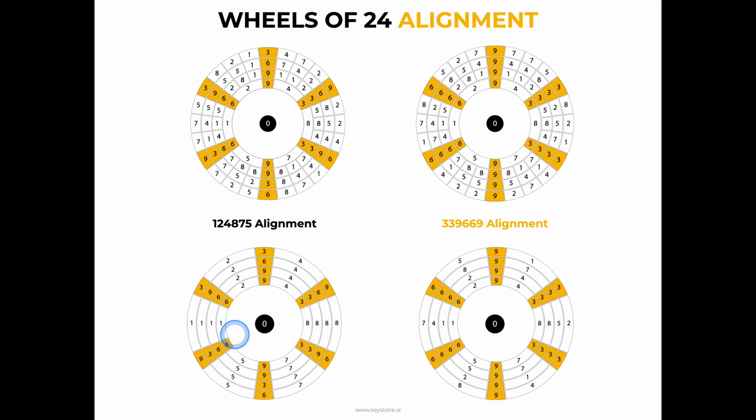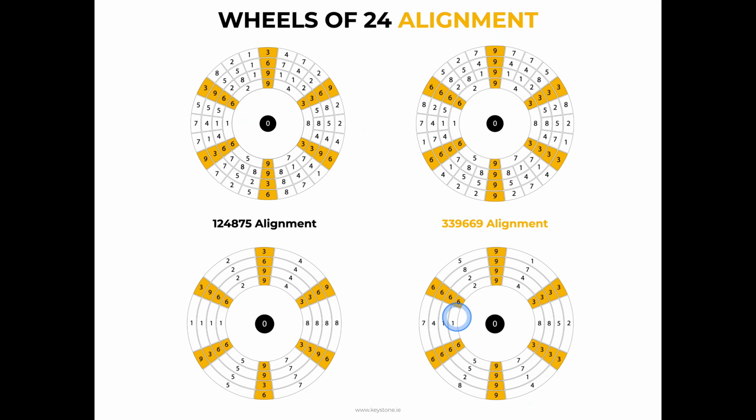So to simplify this down, when we align 1, 2, 4, 8, 7, 5, and we tally each of the white sections, this is what it looks like. Or if we do the same with the golden Keystone numbers, 339, 669, and we tally them, this is what it looks like. And again, you can see 1, 2, 4, 8, 7, 5 on the outer one, 1, 2, 4, 8, 7, 5 on the second one in, 1, 2, 4, 8, 7, 5 on the Fibonacci, and 1, 2, 4, 8, 7, 5 on the Stargate.